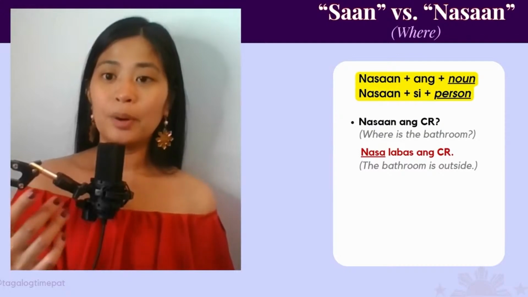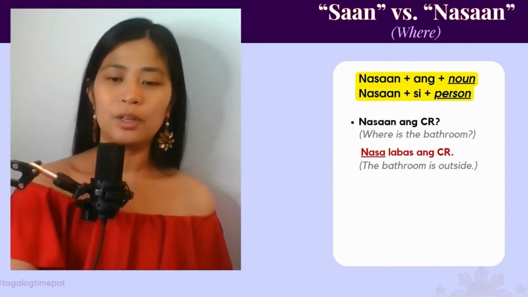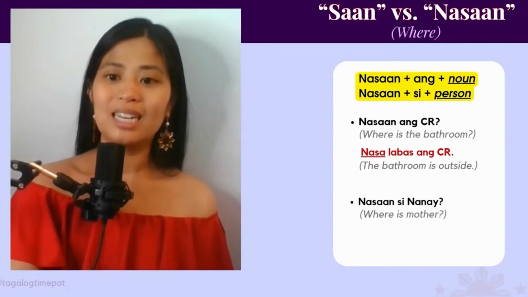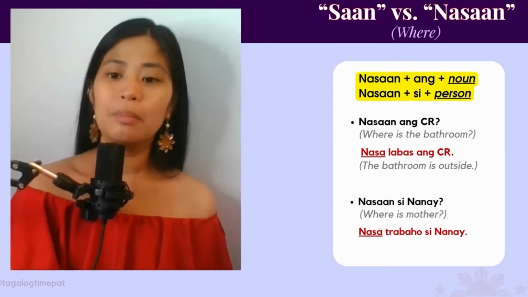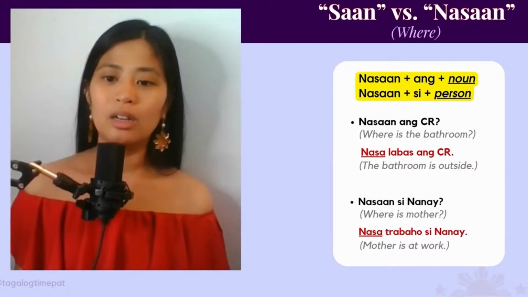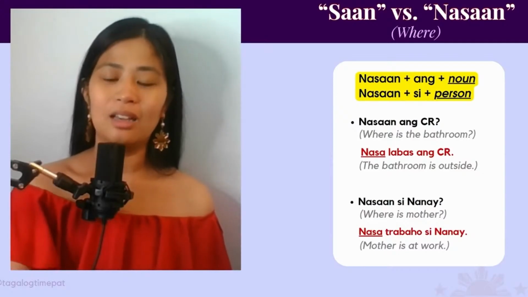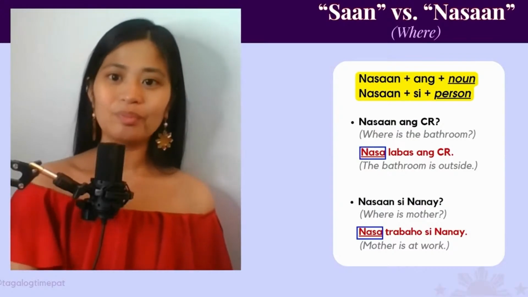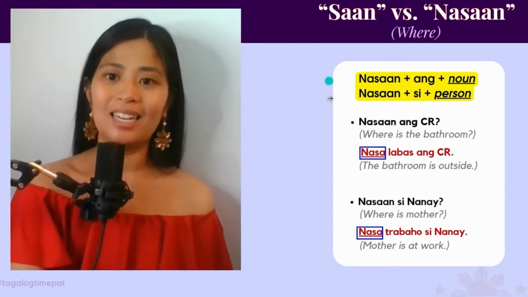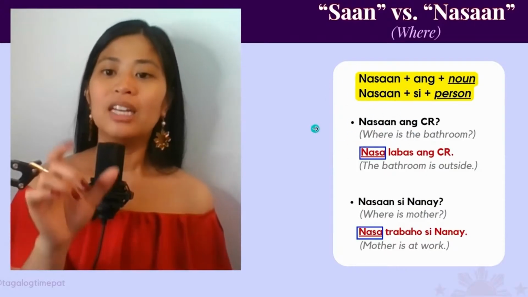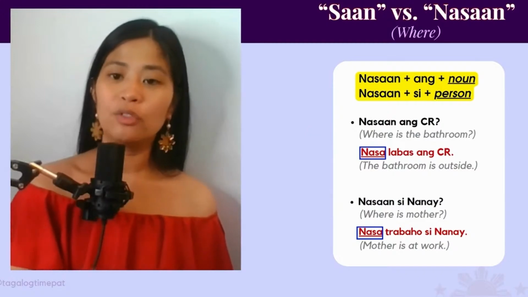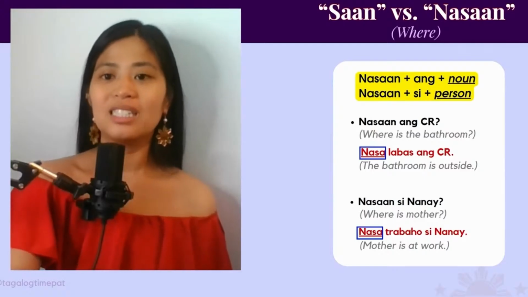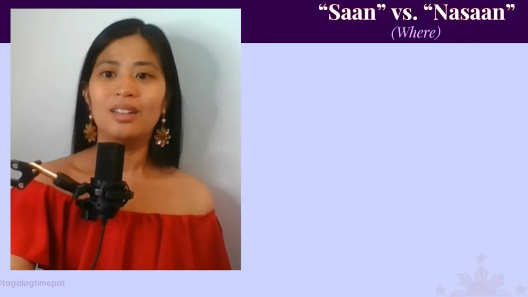Or you could ask about a person. Nasaan si nanay? Where is mother? The response, nasa trabaho si nanay. Mother is at work. Nasa trabaho si nanay. Now I want to point out that the responses all start with nasa. Okay, so when the question is nasaan, now your response has to have nasa. So that was a difference that's here. So when it's saan, the response has sa. When it's nasaan, the response has nasa.